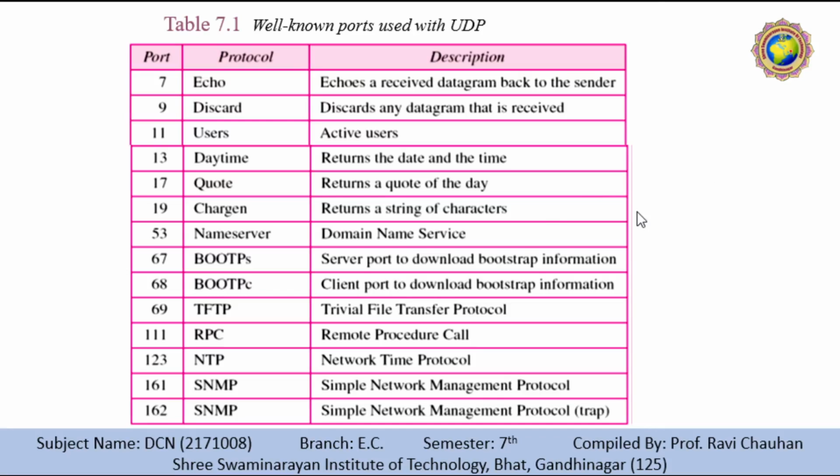A table shows some of the well-known ports used by UDP. Some port numbers can be used by both UDP and TCP. We discuss them when we talk about TCP later in this topic. Suppose port number 7 is used for echo. Echo returns the received datagram back to the sender. Then port 11 for users, then BootP 67, SNMP 161, SNMP 162. So these are well-known ports.